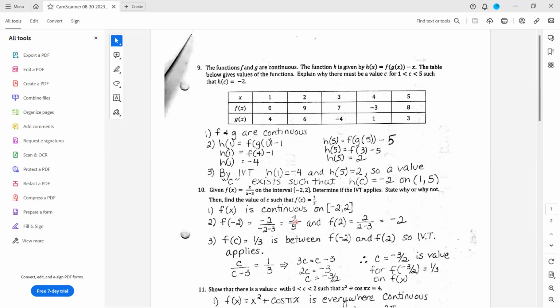Now, number 10, we already know what the function is. We know what the interval is. What is my output value supposed to be?